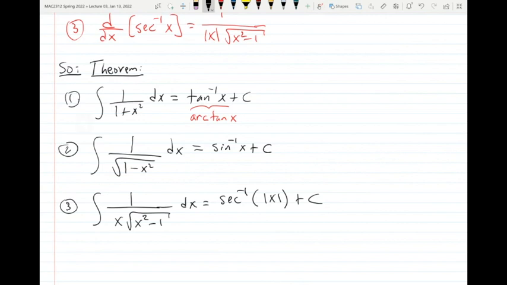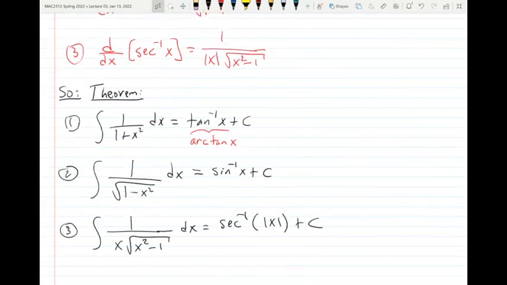Now we're going to do examples with this. But any questions on these formulas? Are you okay with this? Is it required on the secant to put the absolute value on? Yes, so you should put the absolute value here.